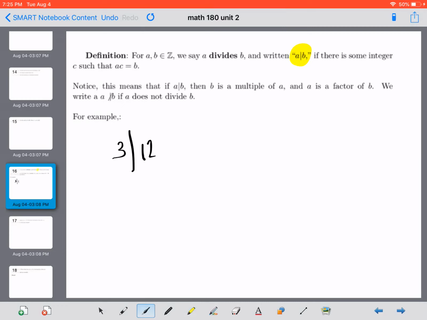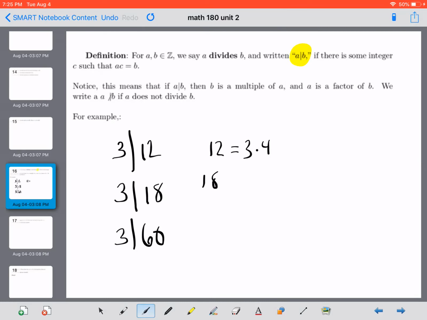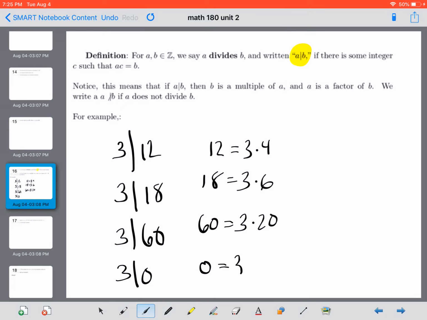Just to get a sense of what this means here, you could say, for instance, that 3 divides 12, because 12 is a multiple of 3. Similarly, 3 divides 18, 3 divides 60. All of these things are true because these numbers on the right, 12, 18, and 60, are all multiples of 3. We could write 12 as 3 times 4, 18 as 3 times 6, and 60 as 3 times 20. So you can express all of these as 3 times an integer, so 3 divides all of these. You could even say 3 divides 0 because you can express 0 as 3 times 0. Actually, any integer will divide 0.